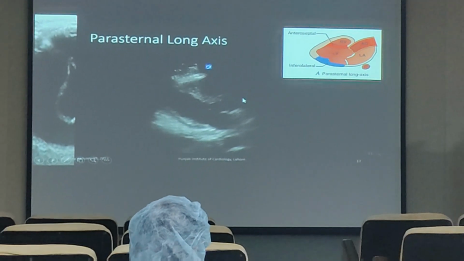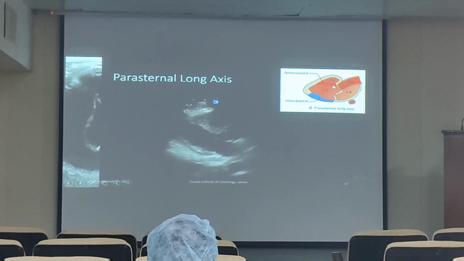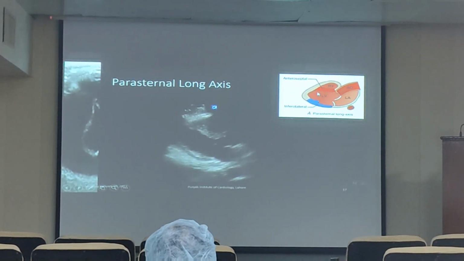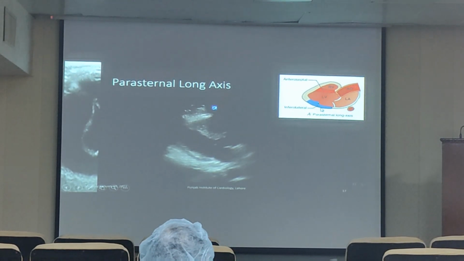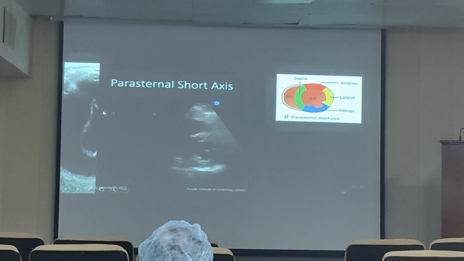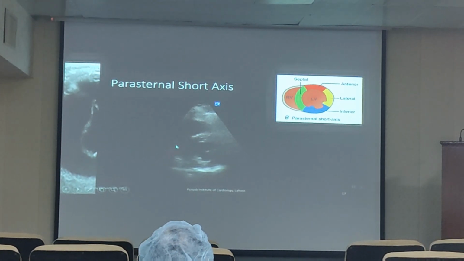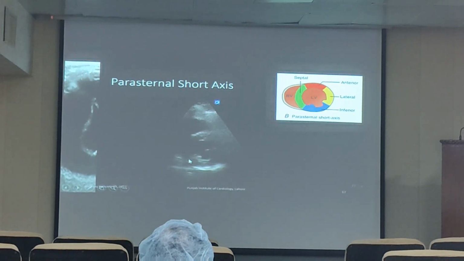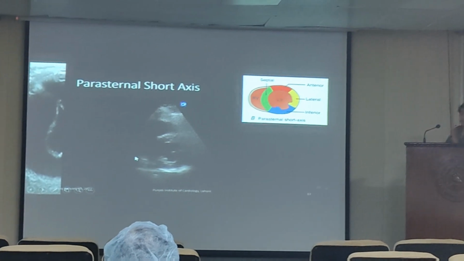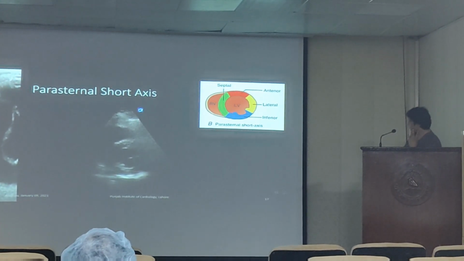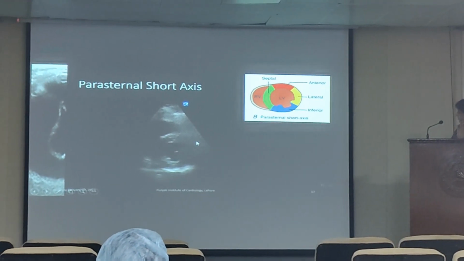In the parasternal long axis view, we see this is the anterolateral. This is the septum, which is supplied by the LAD, and this is the inferior wall supplied by the RCA. This is the parasternal short axis view. This is the septum over here, where the base is supplied by the RCA, and toward the anterior and the apex is supplied by the LAD. This is the basal wall, and this is the lateral wall.